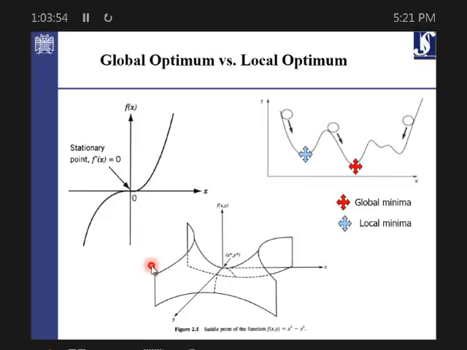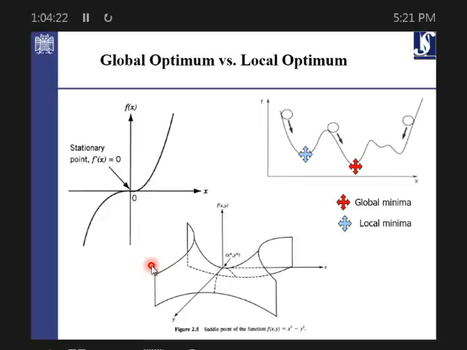Some of the cost functions which you are trying to minimize, normally you try to minimize the cost. Cost is something where the minimum is the better. So sometimes this cost function is actually multimodal, so you have several minimum values.